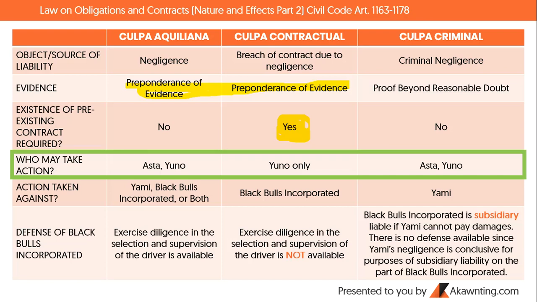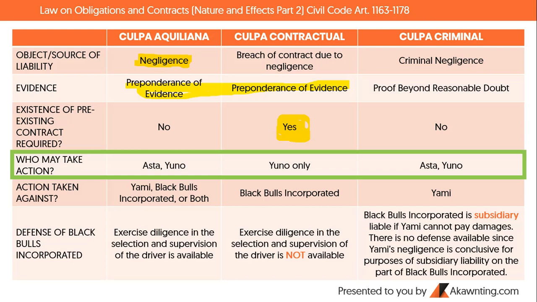So in the fourth factor, so who may take action. So sa culpa aquiliana, it may be either Asta or Yuno. So if we recall dun sa situation, si Asta yung pedestrian while Yuno is the passenger. So sa culpa aquiliana, ang pinuprove po natin dyan ay there is negligence on the part of the driver. So, si Asta and Yuno, sila yung entitled with regards to kung pwede ba nilang ikaso yung culpa aquiliana. Pagdating naman sa culpa contractual, si Yuno only.